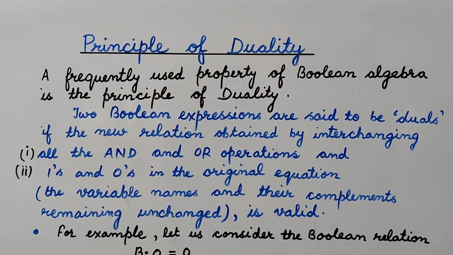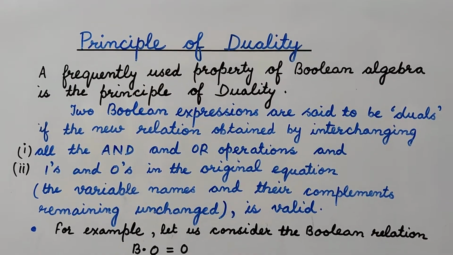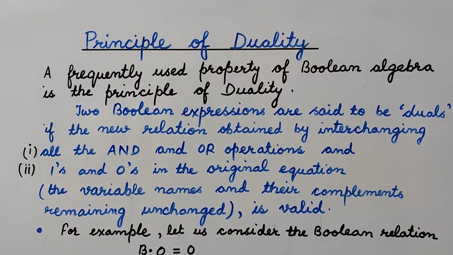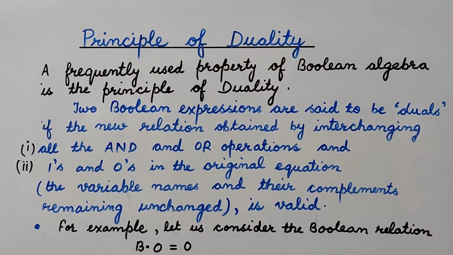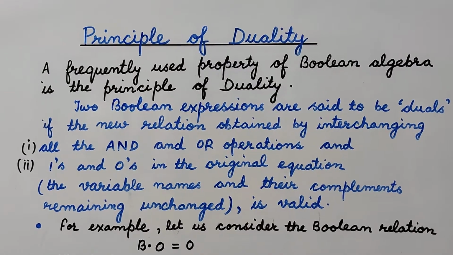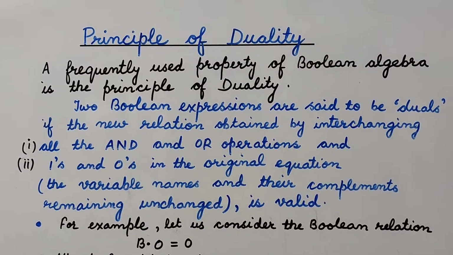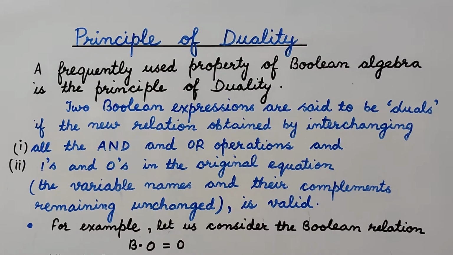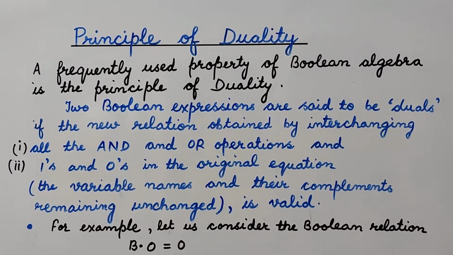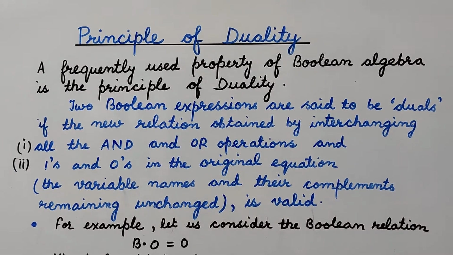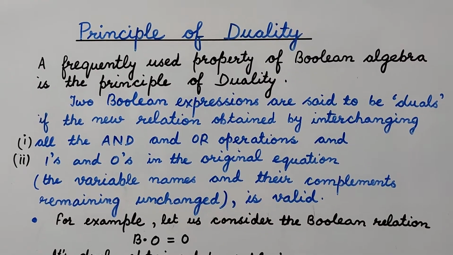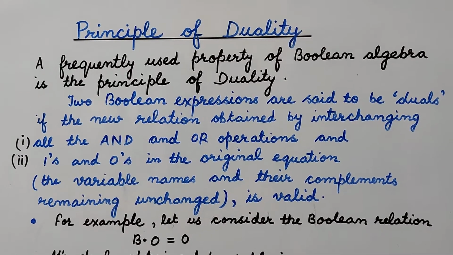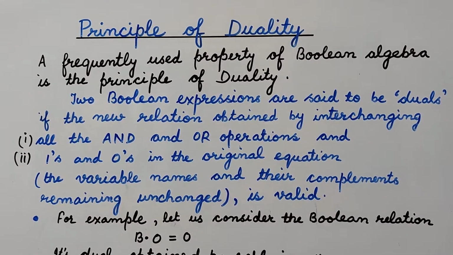Hello everyone. Today we will discuss the principle of duality. The principle of duality is the most frequently used property of Boolean algebra. Two Boolean expressions are said to be dual if the new relation obtained by interchanging all the AND and the OR operations and ones and zeros in the original equation, the variable names and the complements remaining unchanged, is valid.